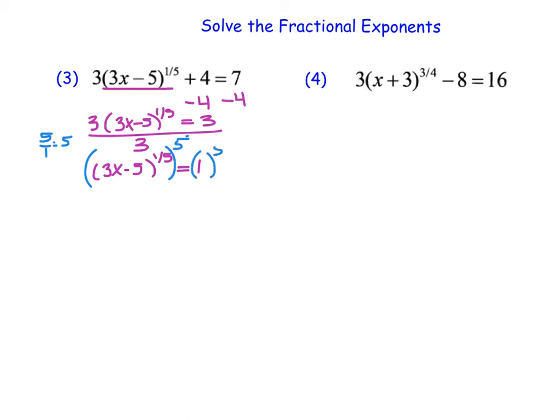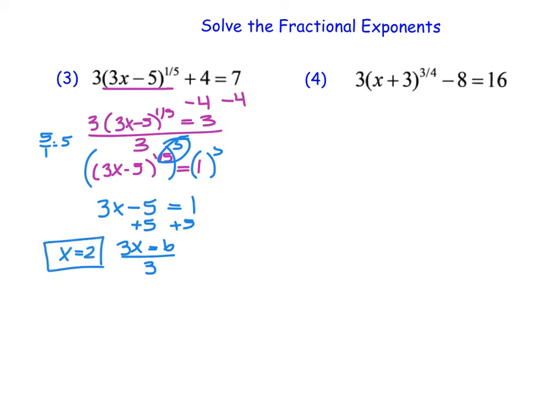And as we do that, these powers become 1 together, so we're just left with 3x minus 5 on the left, and then 1 times itself 5 times is equal to 1. So now we just need to solve the little equation we have left. We add 5 to each side, so we have 3x is equal to 6. Divide by 3, and we find an x value that is equal to 2.